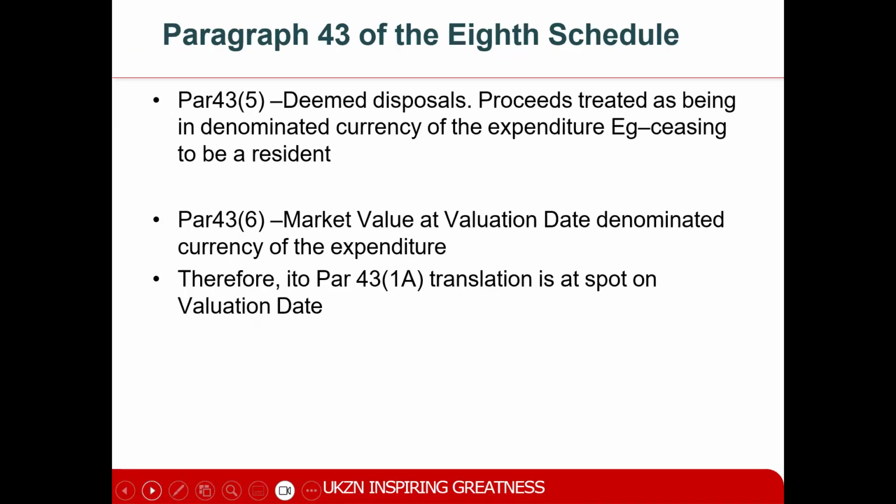Paragraph 43.5, there is a deemed disposal. Deemed disposal is when you are deemed to have disposed of an item, even though you have not yet actually disposed of it. So proceeds are treated as being denominated in the currency of expenditure, e.g. ceasing to be a resident. For example, when you leave the country, you are deemed to have sold all your things. Paragraph 43, market value at valuation date is denominated in the currency of expenditure, which carries exactly. Therefore, in terms of paragraph 43(1)(a), the translation is always a spot rate at valuation date.